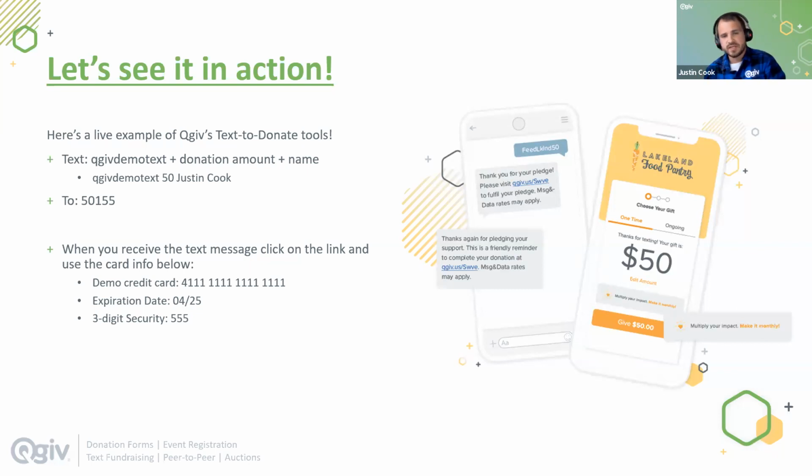When you receive the text message, there will be a link in there, which you can click on, which will lead to that form that I showed you earlier. This is some dummy credit card information that we have. It is 411 followed by 12 ones that you see there. You can put any expiration date that you want. I always suggest at least a year out to make sure that it doesn't error out.